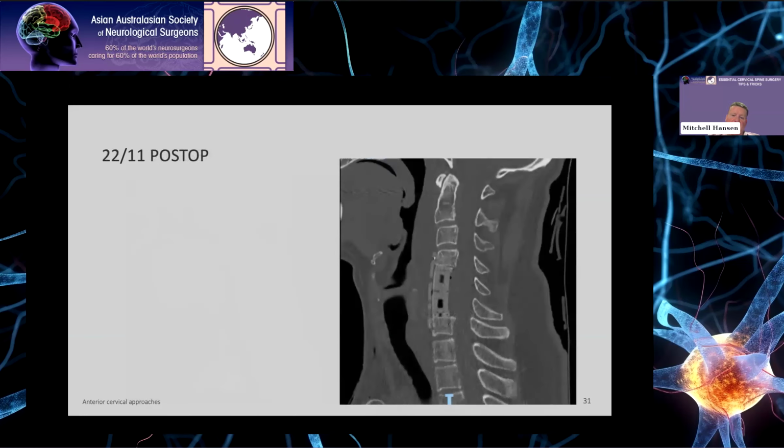And in this case, I looked at an anterior approach with a carbon fiber cage to allow further imaging and to reduce the artifact with that. And then he required posterior fixation to keep the alignment.